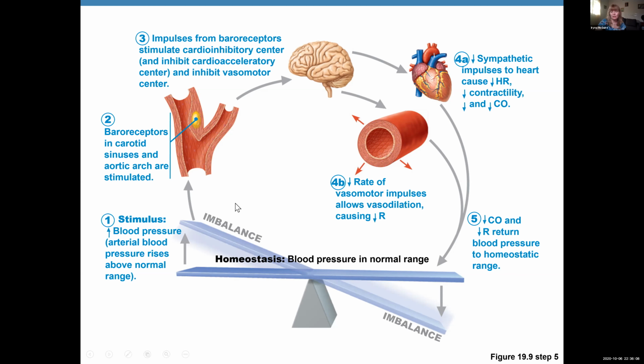Now, if blood pressure goes up, what do you want with your heart? Do you want to increase or decrease heart rate? Blood pressure already high. You want to decrease heart rate. You want to increase or decrease contractility? You want to decrease contractility. You want to decrease cardiac output. So blood pressure high, you want to decrease everything, right? You want to decrease your heart rate, decrease contractility, decrease cardiac output.